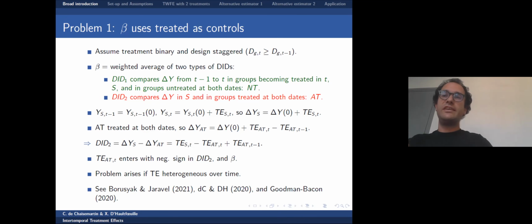And so here you see that if you were to assume that the treatment effect does not change over time, those two effects would be the same and would cancel out, and the problem would disappear. So the problem only arises if the treatment effect is heterogeneous over time. And so all the points I'm making here have been made one way or another in these 3 papers that I'm listing here.